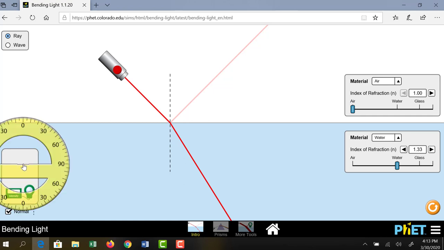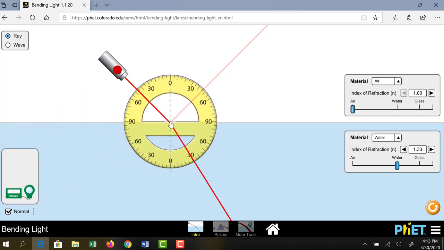I can grab the protractor, move it up here, carefully put it here, and the incident angle is measured, remember, from the normal, so from here over to here, 30, 40, maybe 46 degrees. That's this angle. The refracted angle is measured this way. Can't really tell if that's 30 or not. Yeah, I guess that's 30 here. So the incident angle would be about 46. The refracted angle is about 30. So from Snell's law, you can verify that.